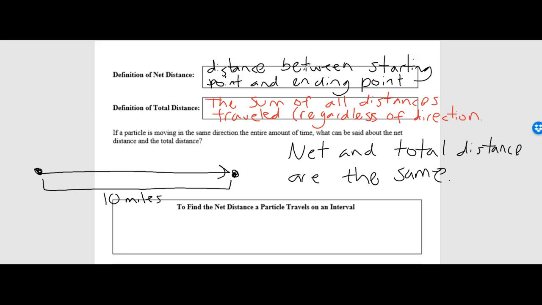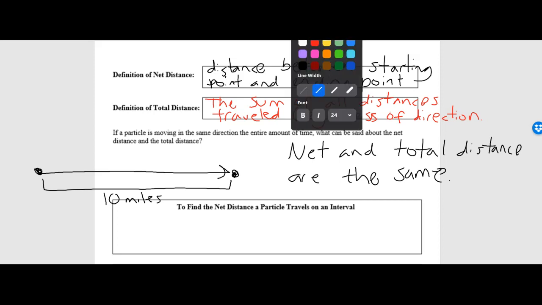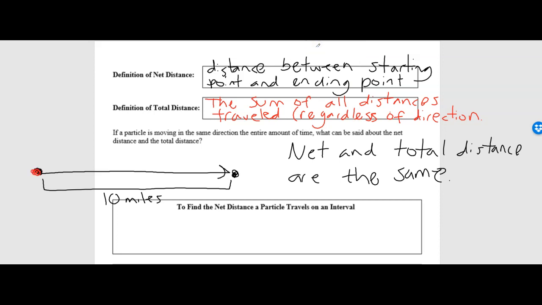Now that doesn't hold true if somebody changes direction. So let's say that somebody starts here, they go 10 miles to the right, but then they go 3 miles backwards, and then 3 miles forwards. So here, the net distance, they still end up from the red dot to the purple dot, is still 10 miles. So they still end up traveling a net distance of 10 miles, but their total distance is now different, because they traveled backwards 3 and then forwards another 3. So the total distance would be 16.